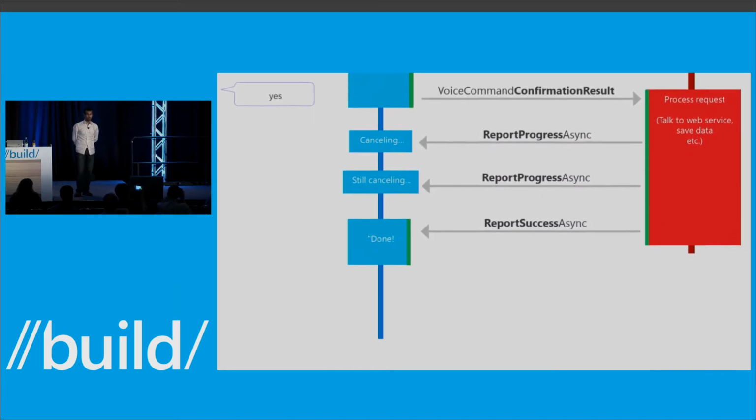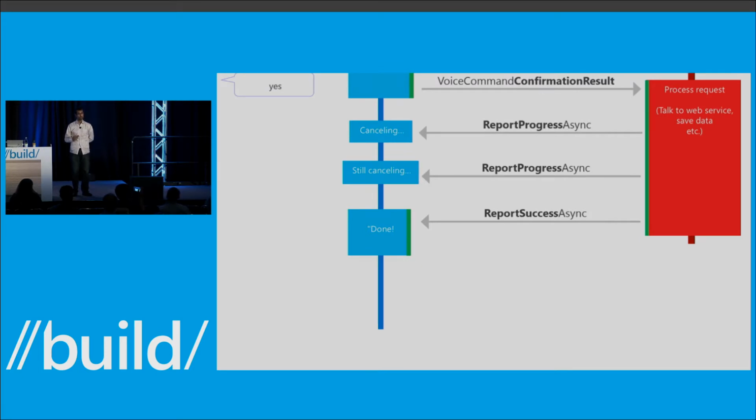This is the time at which you start doing the processing of cancellation for a trip. And now note that the green bar is on the right-hand side, meaning that your background task has the flow at this point. So if you don't report progress in this time and 5 seconds go by, Cortana will cancel the flow. So you call report progress a couple times, and then you call report success async.